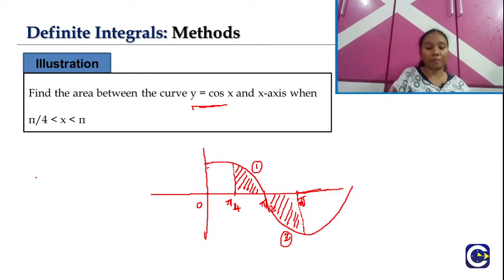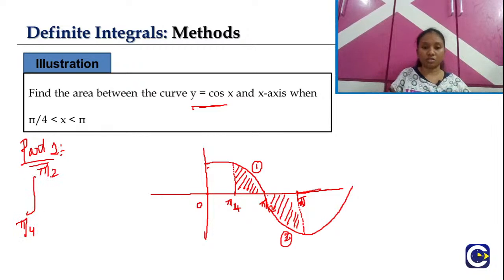So what will be your part 1 area? So that will be integration. What are the limits here, from pi by 4 to pi by 2? And which axis points are they? So those are x-axis points. So your function should be in terms of x, which means cos x dx.